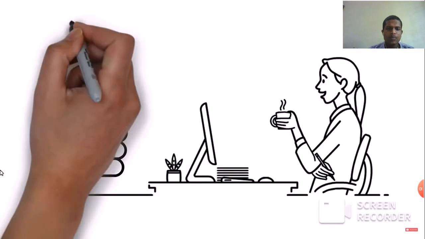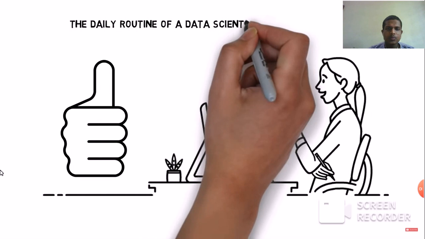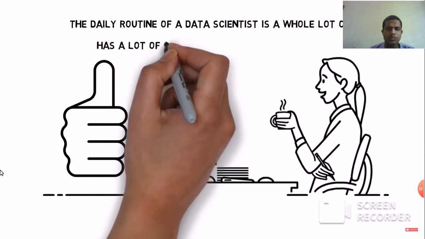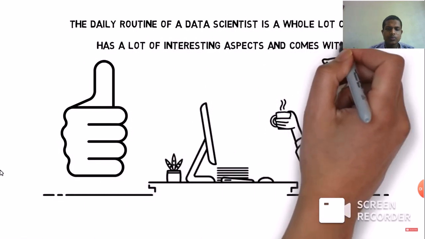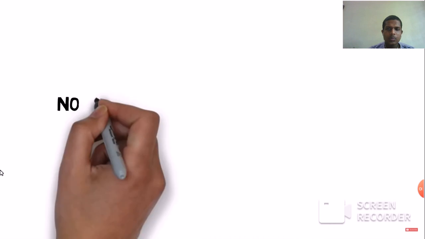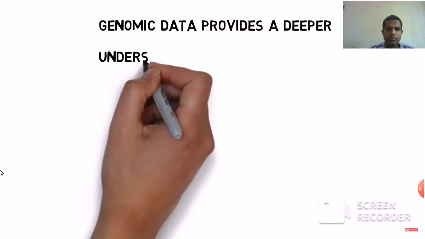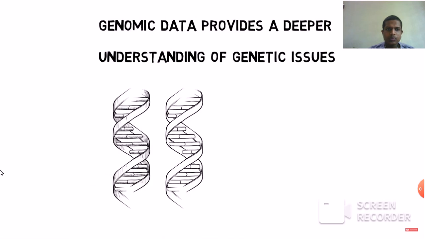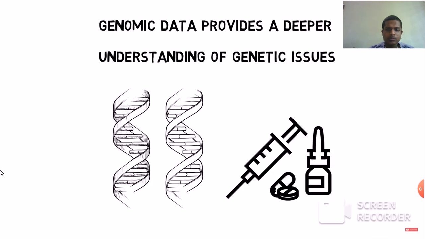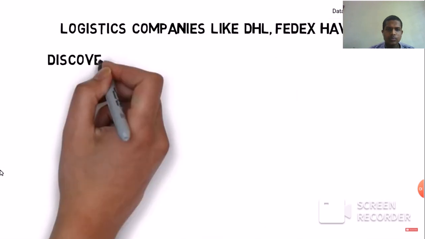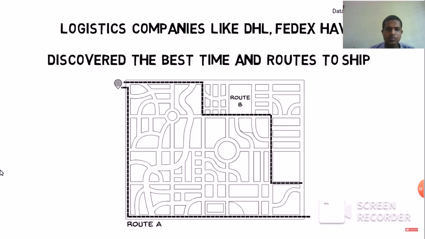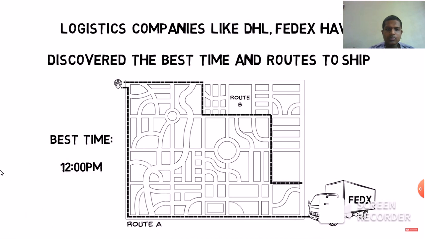We have seen the daily routine of a data scientist is a whole lot of fun, has a lot of interesting aspects, and comes with its own share of challenges. Now, let's see how data science is changing the world. Data science techniques, along with genomic data, provide a deeper understanding of genetic issues in reaction to particular drugs and diseases. Logistics companies like DHL and FedEx have discovered the best routes to ship, the best suited time to deliver, the best mode of transport to choose, thus leading to cost efficiency.